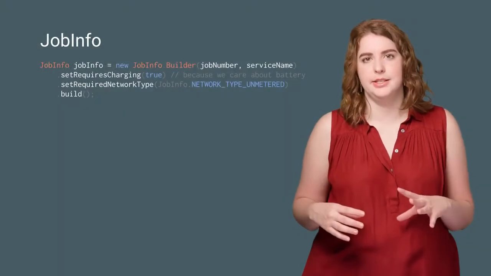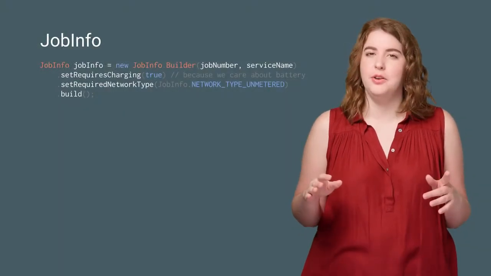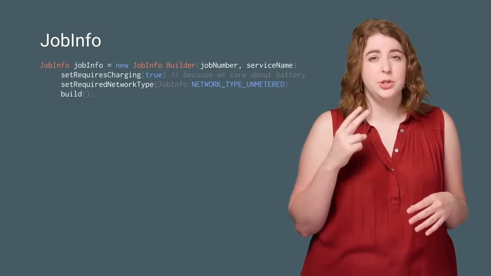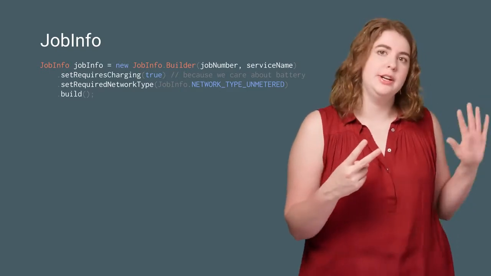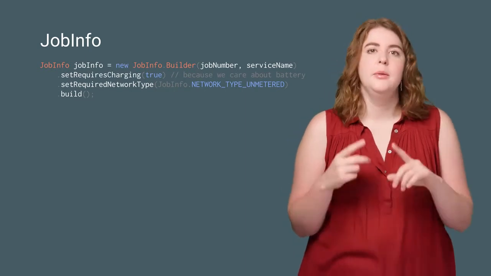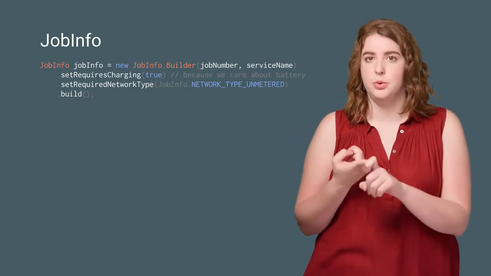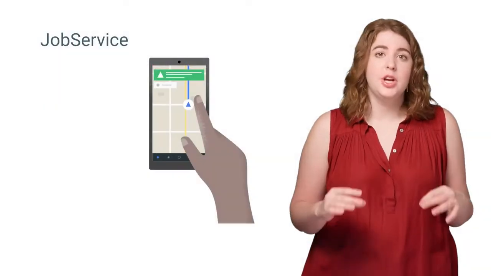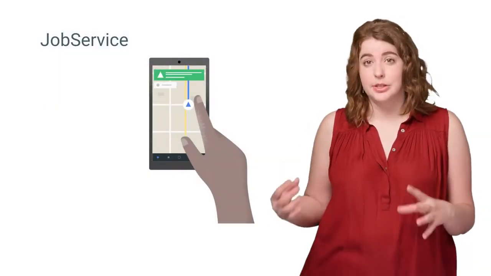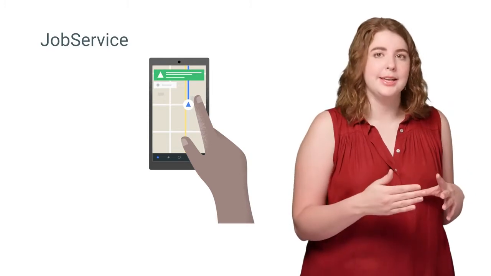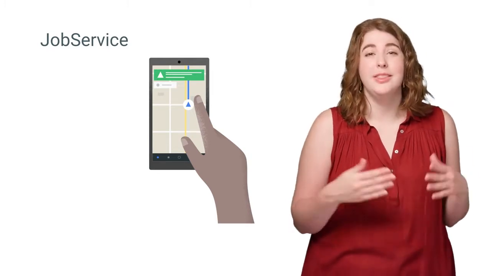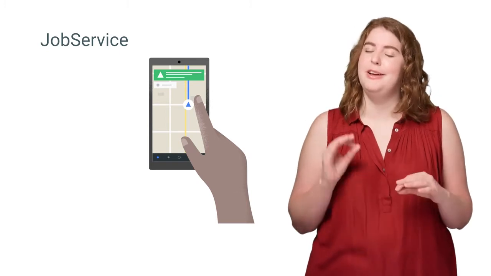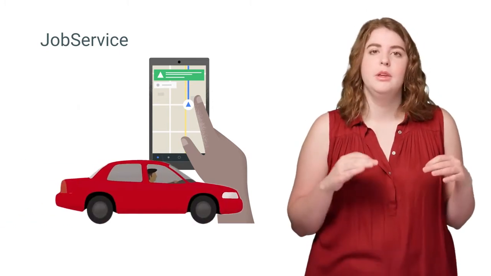You can define these conditions when you are creating the job through the JobInfo object. To build that JobInfo object, you need two things every time, and then the criteria are all the bonus bits over here. But you need a job number to help you distinguish which job this is, and a JobService. Now, your JobService is actually going to be a service that extends the JobService class, and this is where you'll define the work that you'll be doing. But since you're extending another class, you will need to implement a few required methods.